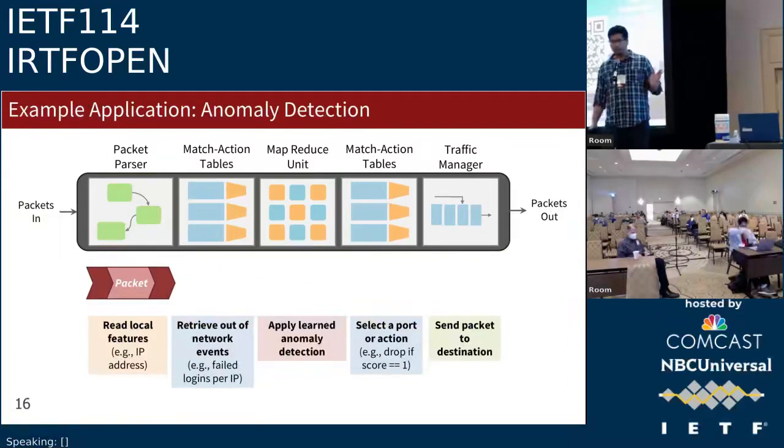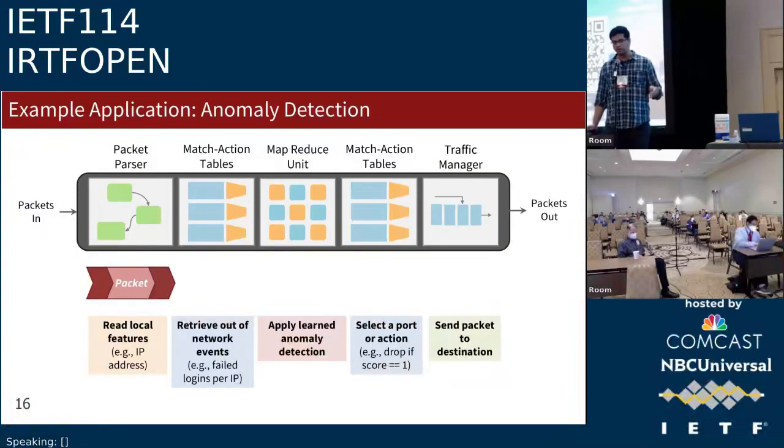I have a quick example here just to make this a little more concrete. Going back to anomaly detection, you can imagine, say, a packet coming into the switch pipeline, and we want to see essentially whether it's malicious or benign. So the packet hits the first stage, and that's where we're going to do our packet parsing. So we're going to read local features, say our IP, whatever information we can extract from the packet itself.